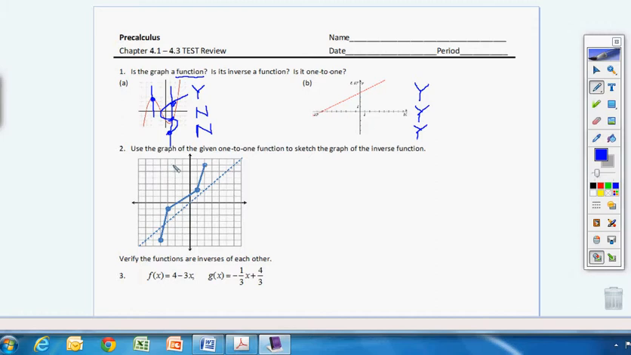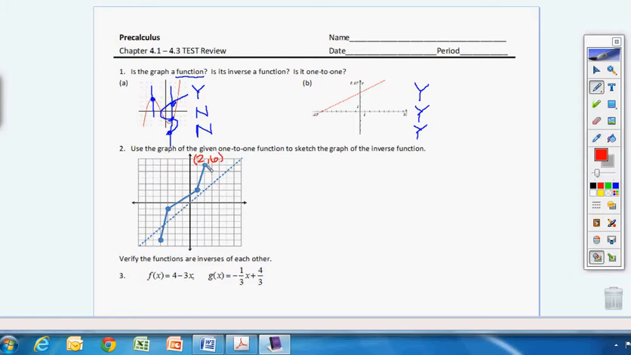So for number 2, you need to look at the points that each of these points are at. Look at the ordered pair, and then you need to flip-flop them because an inverse function swaps your x and your y. So if we look at this point, we're over at 2, up 1, 2, 3, 4, 5, 6. So this point is going to be 2, 6.